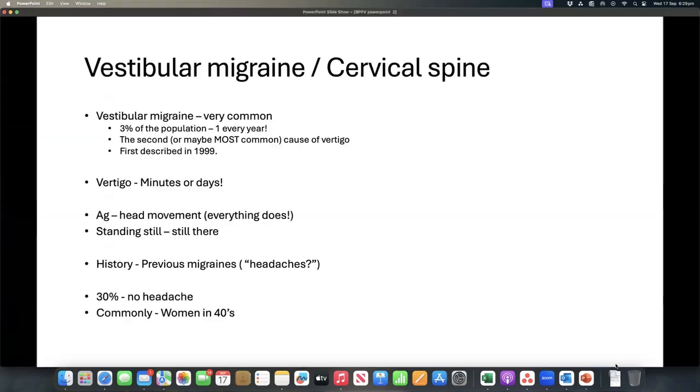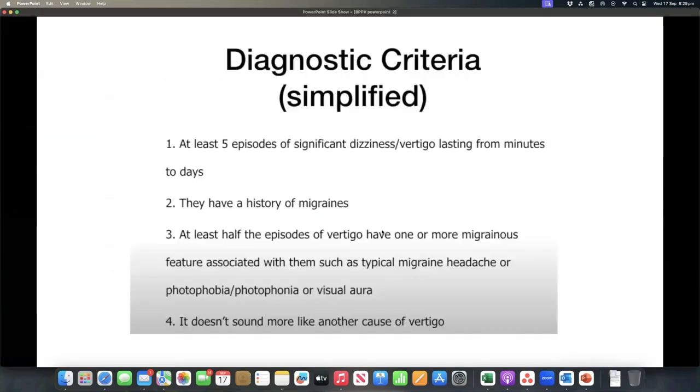Hang on, just pop our PowerPoint back up here. There is a diagnostic criteria, and they say at least 5 episodes. And I think the gist is they're trying to differentiate between a TIA. So if someone's had a history of migraines and they've had this at least 5 times, then it's pretty safe to say that it's a vestibular migraine. So that they've got a history of migraines.